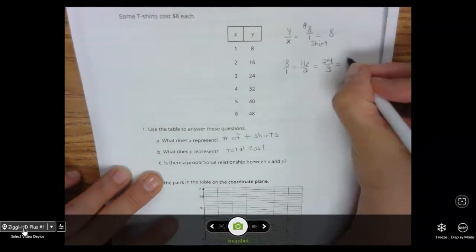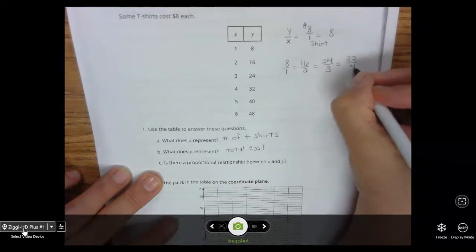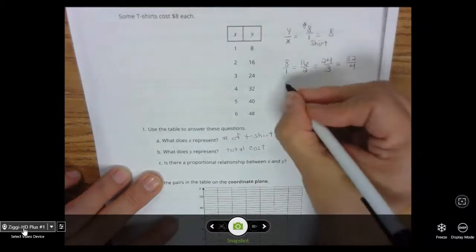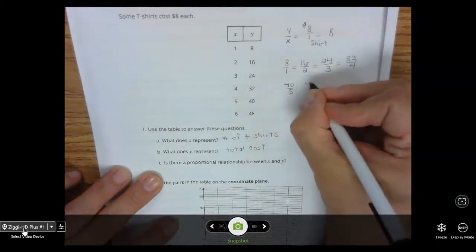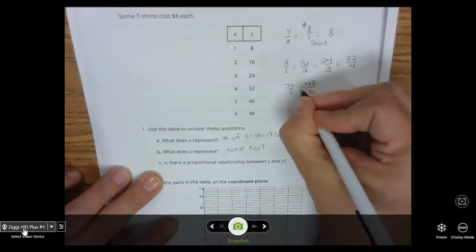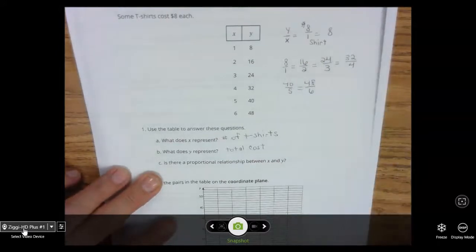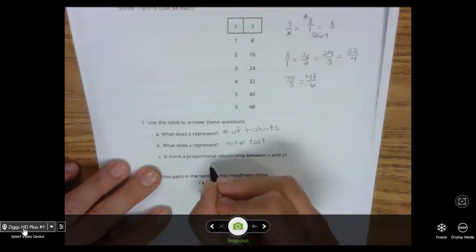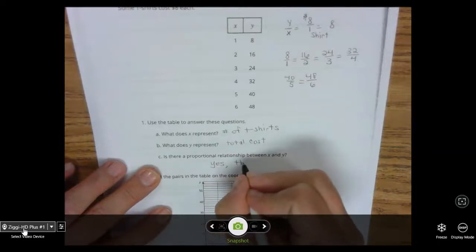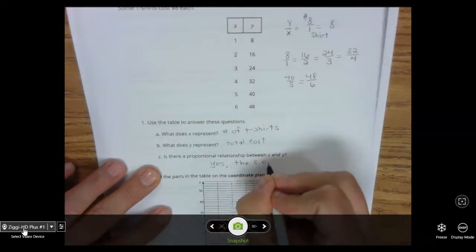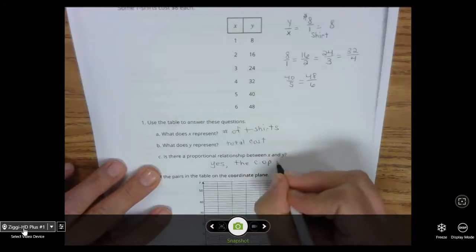So then we have 32 over 4. These are all equal to 8 so far. I have 40 over 5 and 48 over 6, and yes, they all equal 8. So is it a proportional relationship? Yes. The constant of proportionality was 8.